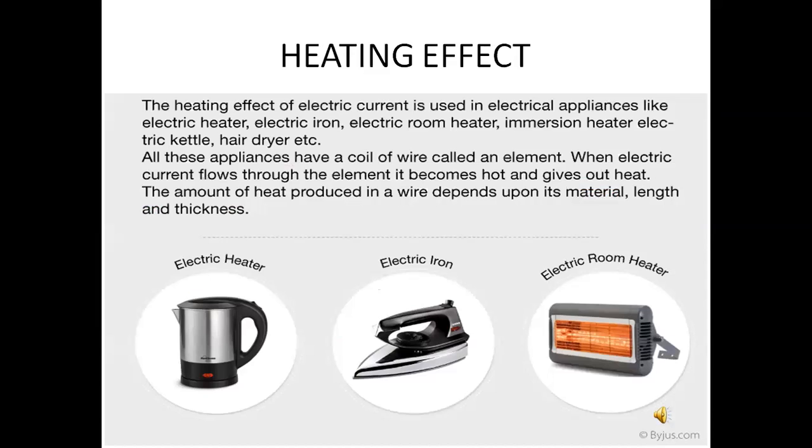All these appliances have a coil of wire called an element. When electric current flows through the element, it becomes hot and gives out heat. So the amount of heat produced in a wire depends upon its material, length and thickness. Applications of heating effects are electric heater, electric iron, electric room heater, etc.